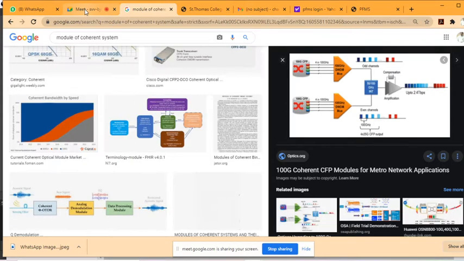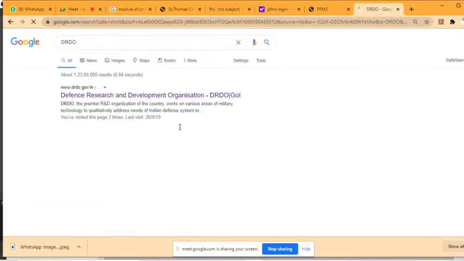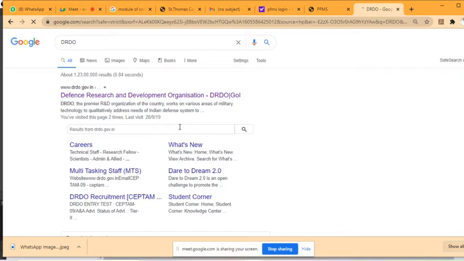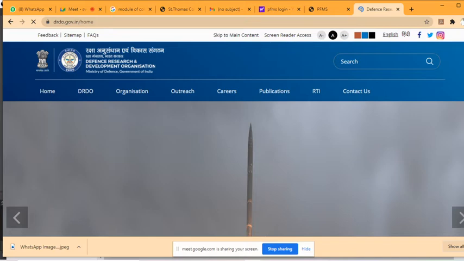So what is actually a module? You know that in DRDO. Do you know DRDO? Have you heard about that? DRDO, Defense Research and Development Organization. In this DRDO website, some of my relatives are working there as electrical engineer, mechanical engineer, I think computer engineer.